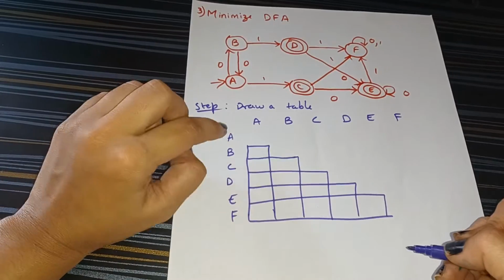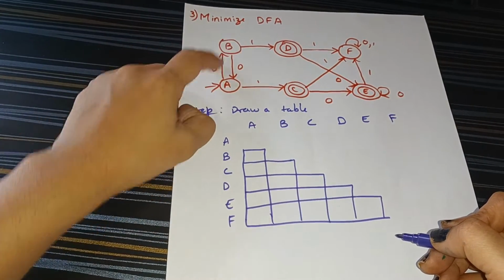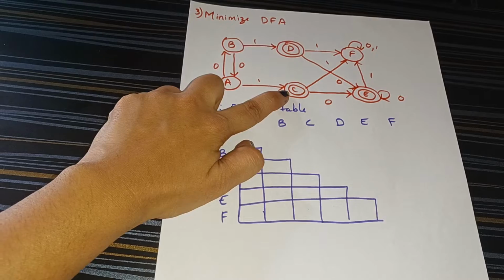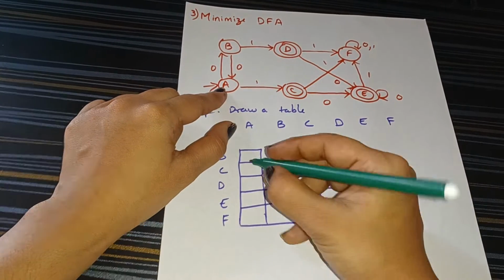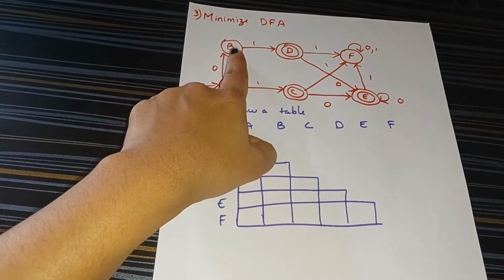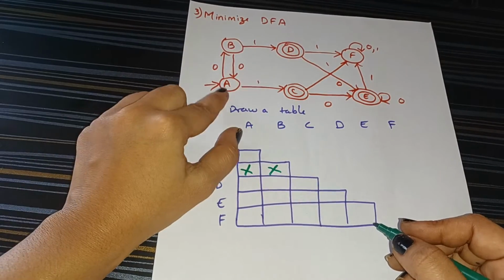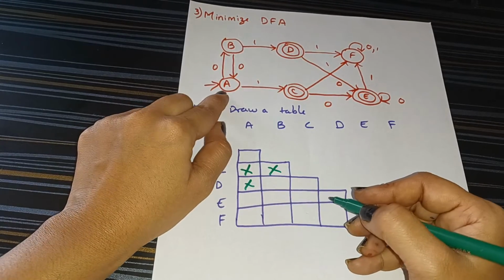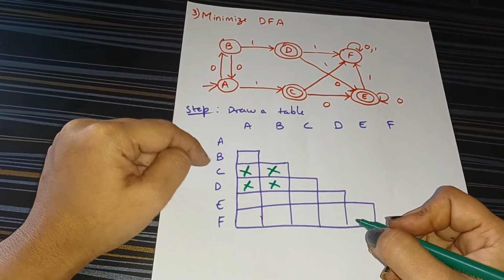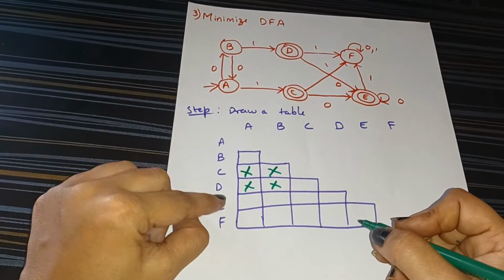So we know that we have to mark one final and one non-final state. So BA, both are non-final, so we will not do anything. Next CA, C is final, A is non-final, so we'll mark. CB, C is final, B is non-final, we'll mark. DA, D is final, A is non-final, we'll mark. DB, D is final, B is non-final, we'll mark. DC, D is final, C is also final, we can't mark.